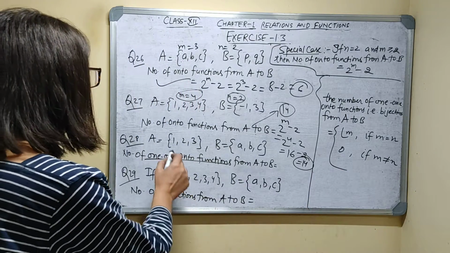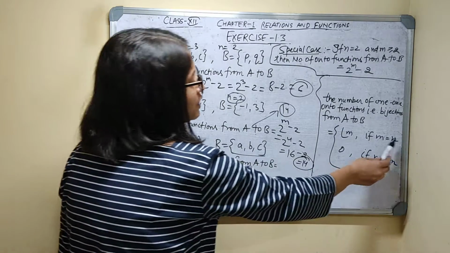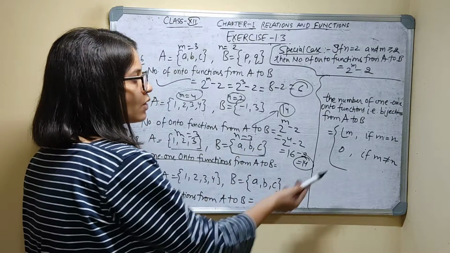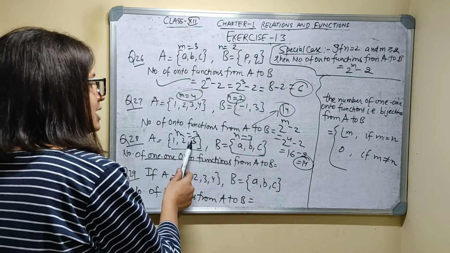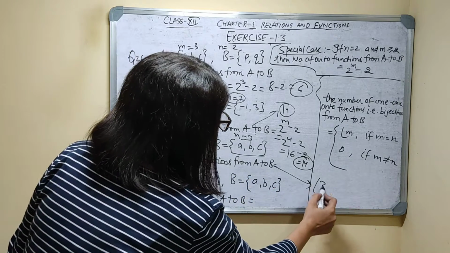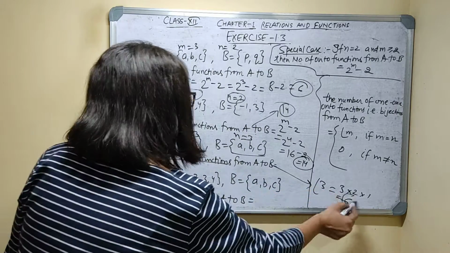So you can see here 3 elements are there, here also 3 elements are there. So m is equal to n. Here m is equal to 3 elements, here n is equal to 3 elements. So I can say factorial m, which means factorial 3. So the number of onto functions from A to B will be factorial 3. Factorial 3 is 3 into 2 into 1, that is 6. So the answer is 6.